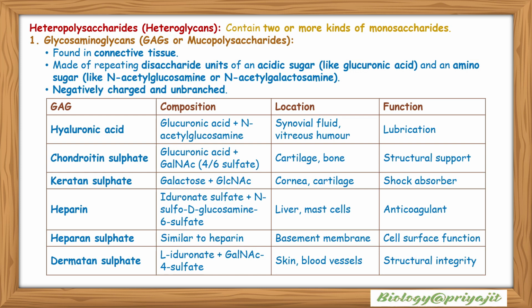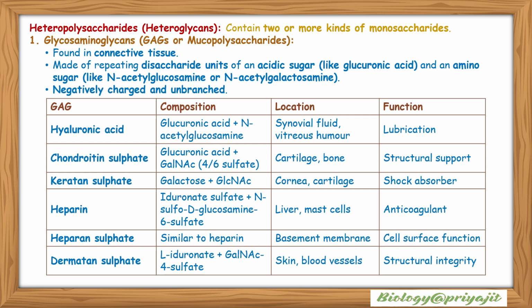It is also known as heteroglycan. It contains two or more kinds of monosaccharides, such as glycosaminoglycans or GAGs, also known as mucopolysaccharides. It is basically found in connective tissue. It is made up of repeating disaccharide units of an acidic sugar like glucuronic acid and an amino sugar like N-acetyl glucosamine and N-acetyl galactosamine. It is negatively charged and unbranched.